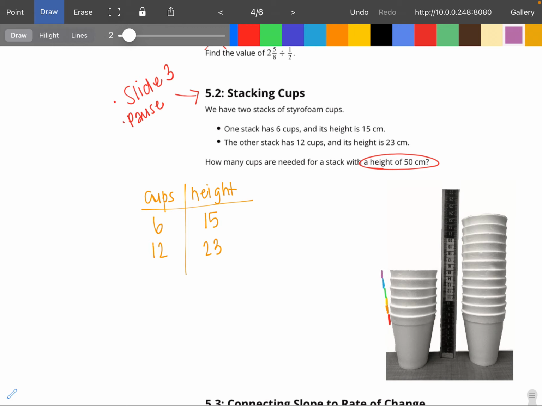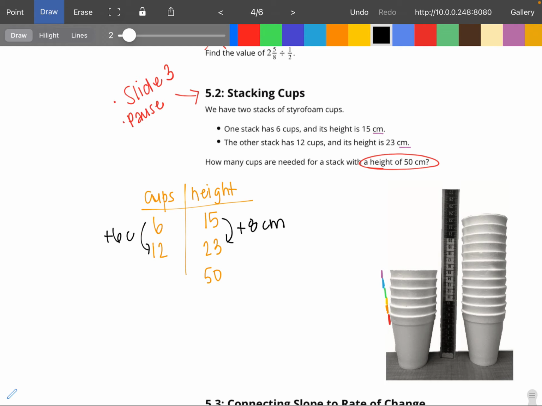Because once we figure out how many centimeters we get from each cup, we can determine how many cups we need to add to get 50 centimeters. Well, let's take a look at our table. When we add 8 centimeters, we needed 6 cups.